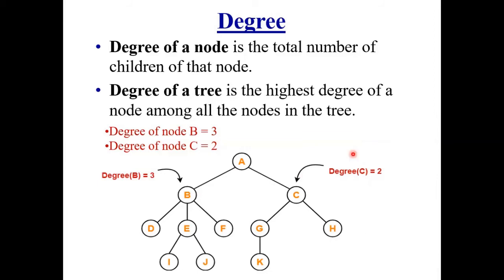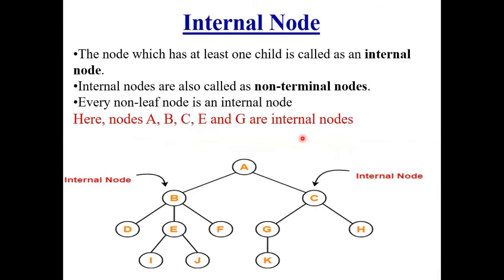So the next term is what? We discussed degree of a tree. Next, what is an internal node? What is meant by internal node? The node which has at least one child is called an internal node. Internal nodes are also called non-terminal nodes. Every non-leaf node is an internal node.